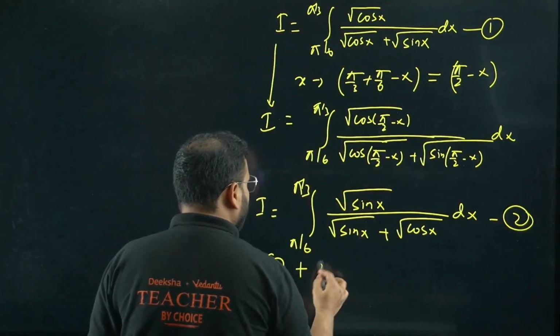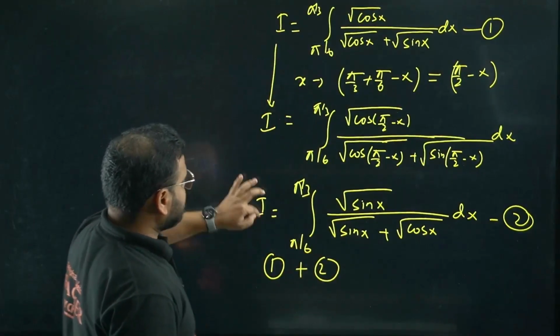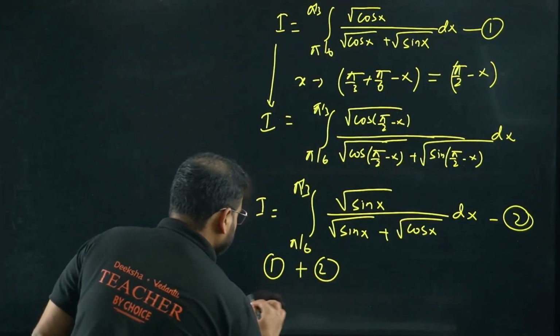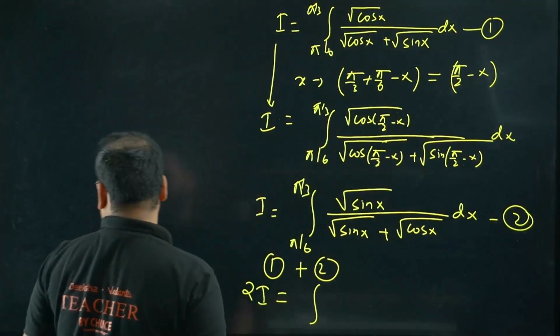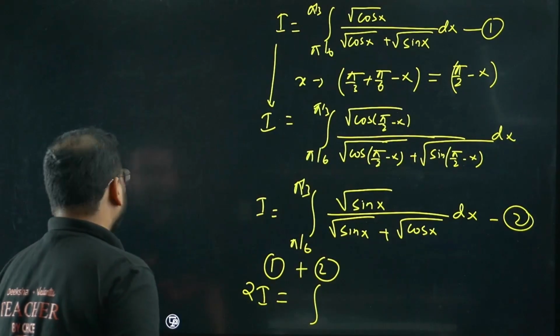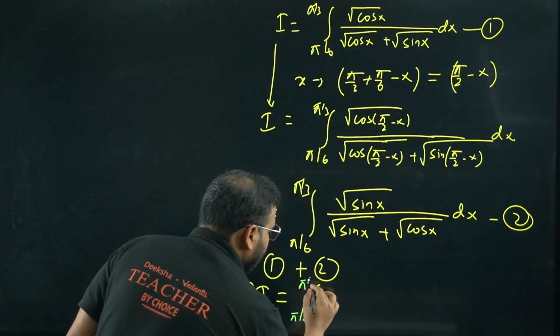Add 1 and 2. Equation 1 and 2 you add, you get I plus I. I plus I, what is that? 2I. So that's simple. 2I equals to integration you write. Same way you write the integration from where to where? From pi by 6 to pi by 3.